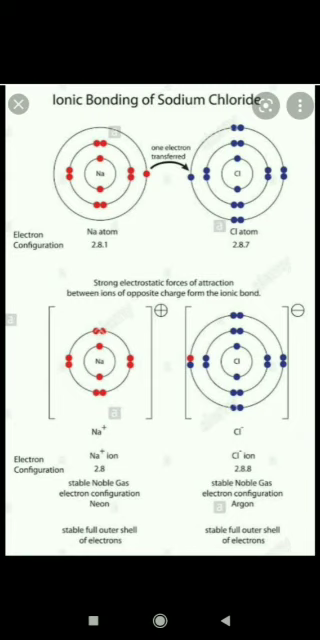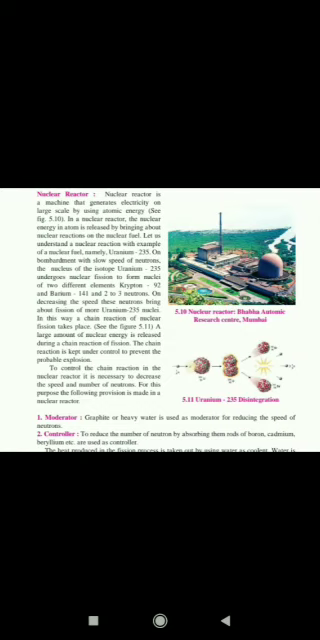Are we clear with this? So the valency of sodium is plus 1, while the valency of chlorine is minus 1. That is valency. The last part of the chapter that you have is nuclear reactors.